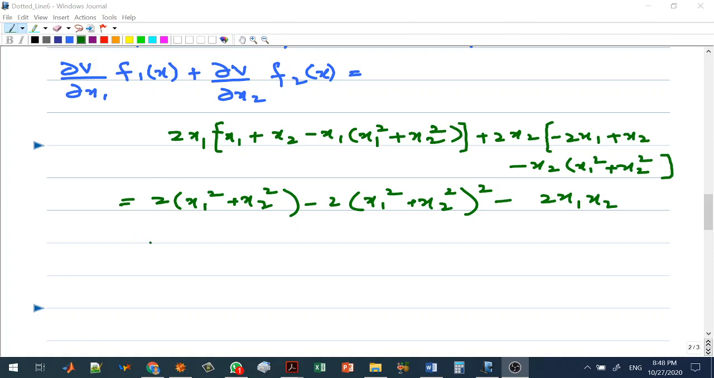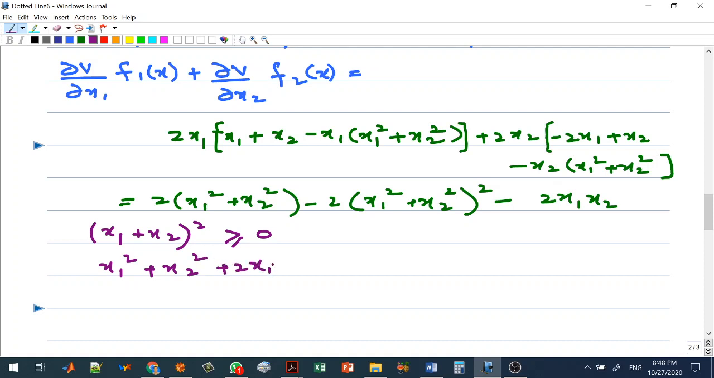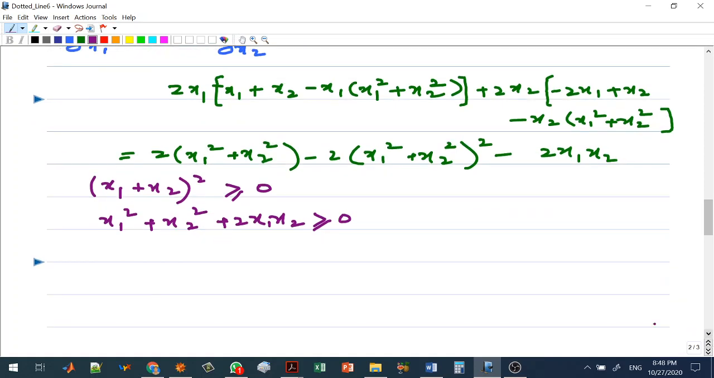Right, so we make an important observation over here. We note from elementary algebra that (x1 plus x2) whole square is greater than or equal to 0, and if we expand this, it is going to be x1 square plus x2 square plus 2x1x2 is greater than or equal to 0, and this means that x1 square plus x2 square is going to be greater than or equal to minus 2x1x2.